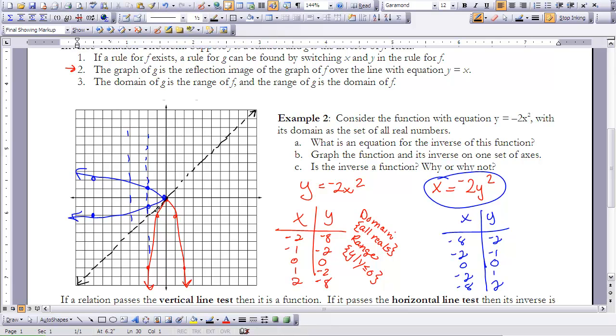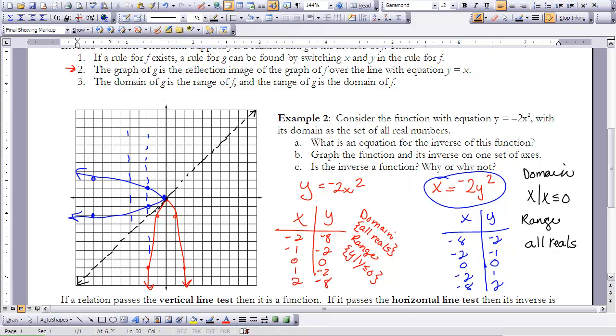Now if you look at the blue and what the domain of that would be, that is going to be the values of x that are less than or equal to 0. So that would be your domain. And your range is going to be all reals. So those did a reverse also.